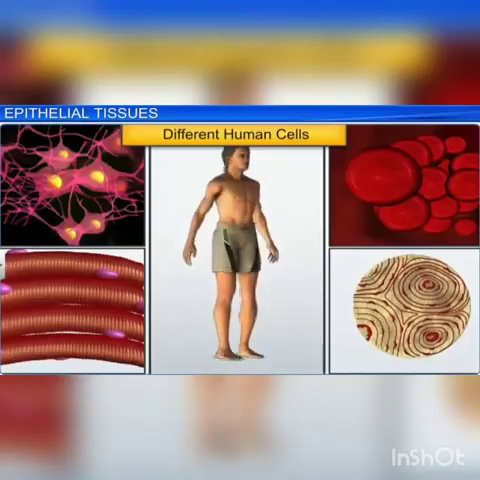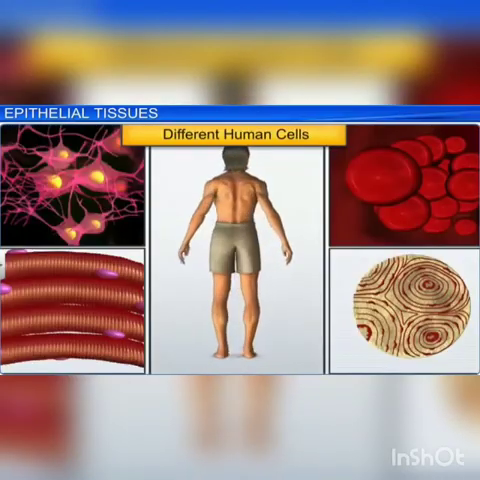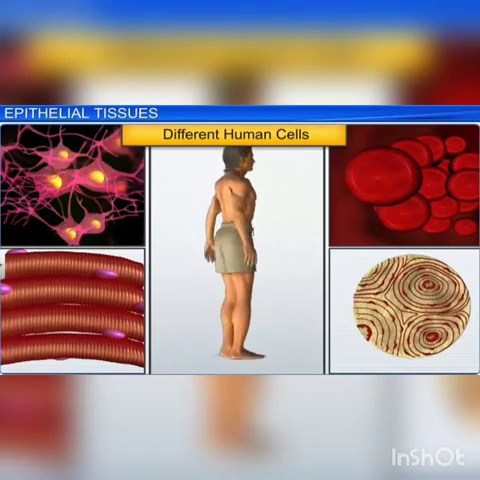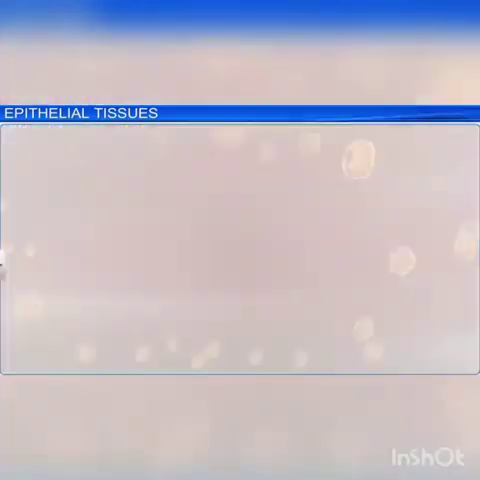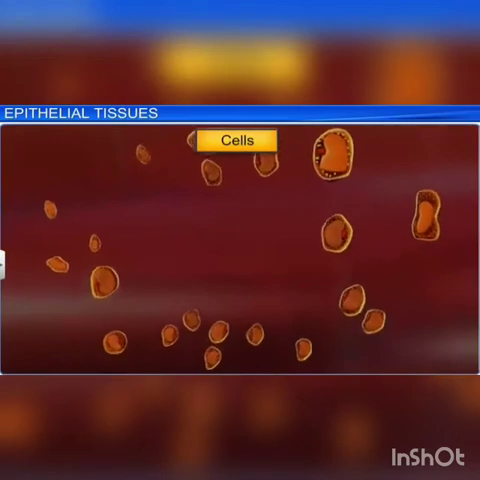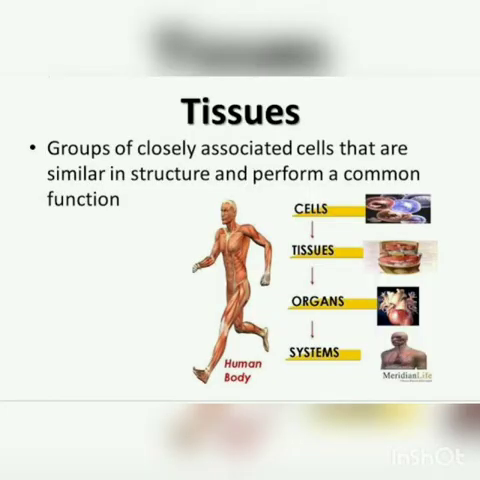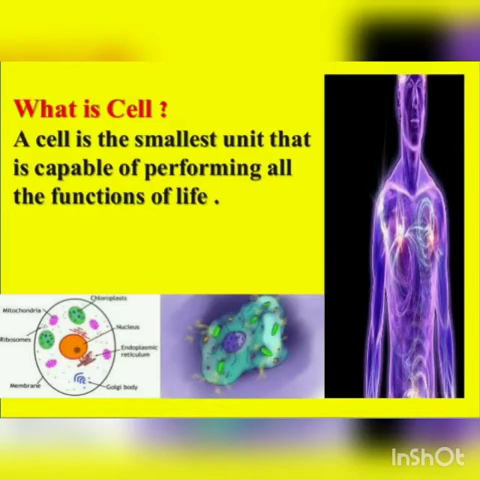In multicellular organisms, cells do not operate independently. Instead, they form tight cell communities that live and work together. So, a group of cells that are similar in structure and perform a common function is called a tissue. In lower classes we have studied what is meant by cell. Cell is the structural and functional unit of living organisms. Right? So, a group of cells is called tissues.